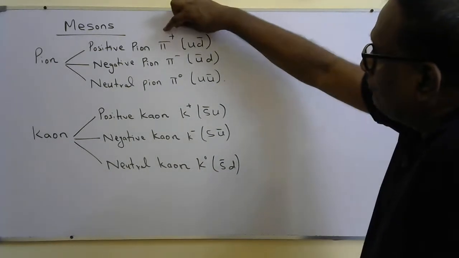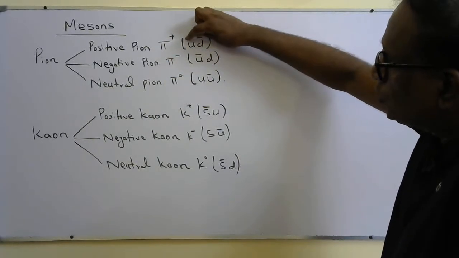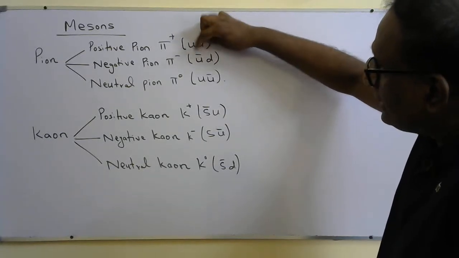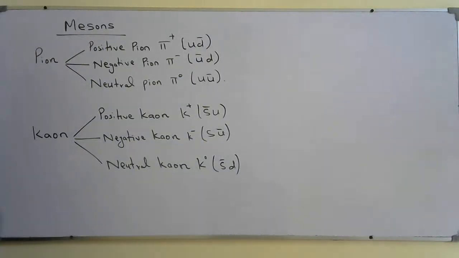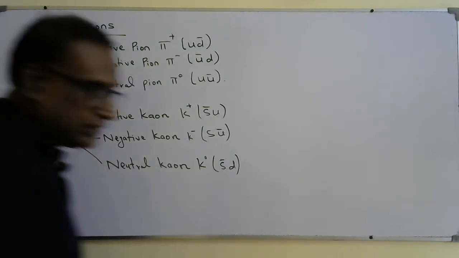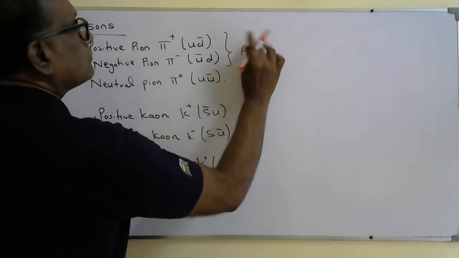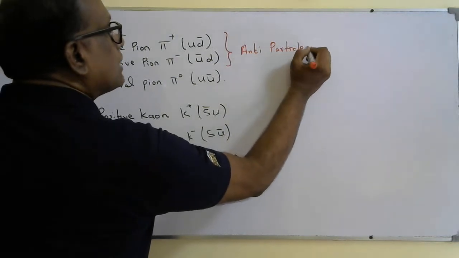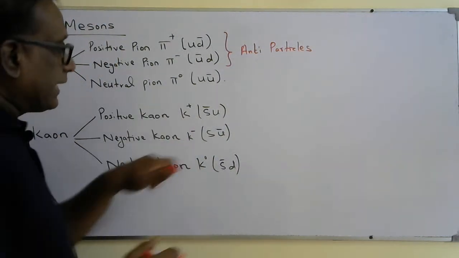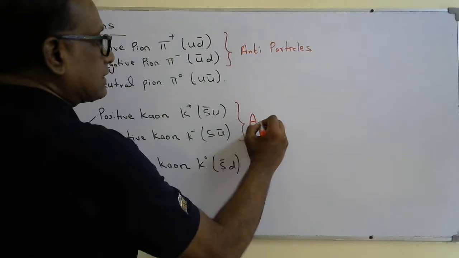You can see that positive pion and negative pion consist of opposite types of quarks. This is an up quark and an anti-down quark; that is an anti-up and a down quark. So positive pion and negative pion are antiparticles of each other. Same way, positive kaon and negative kaon, S bar U and S U bar, are also antiparticles of each other.